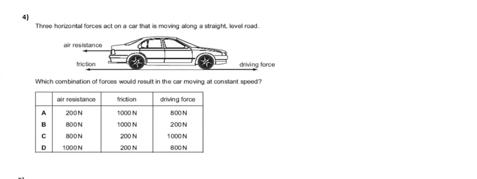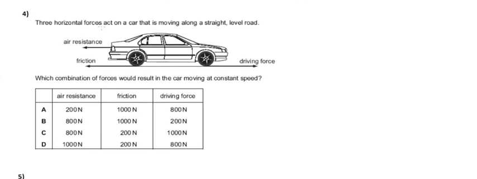Now the question number 4. Three horizontal forces act on a car that is moving along a straight level road. You can see the air resistance is there, friction is there, and the driving force is there. Driving force is nothing but the force exerted by the engine, which drives the car. Which combination of the forces would result in the car moving at constant speed?